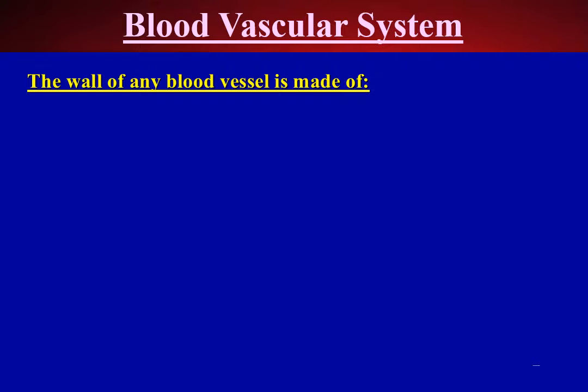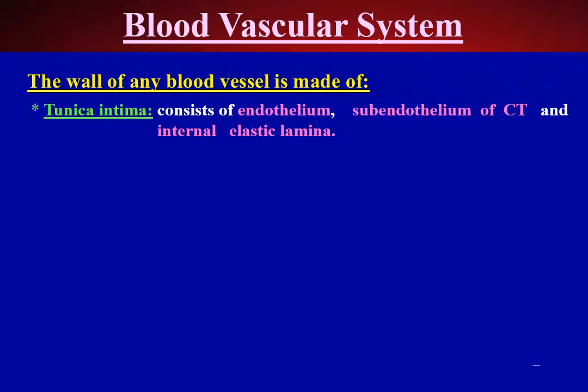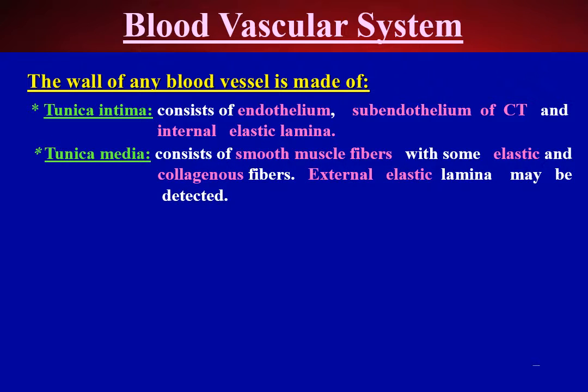From the lumen outward are tunica intima or interna, formed of endothelium of simple squamous epithelium, subendothelium of loose connective tissue, and internal elastic lamina of elastic fibers located between the tunica intima and the tunica media.